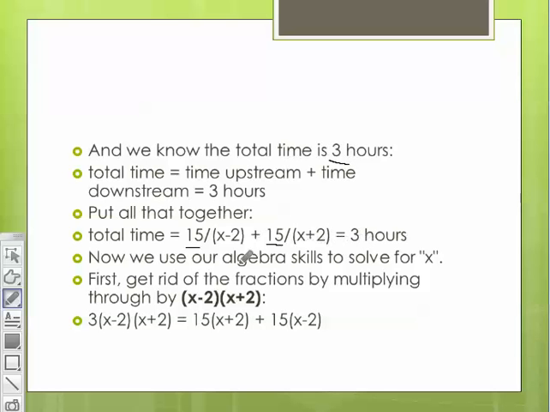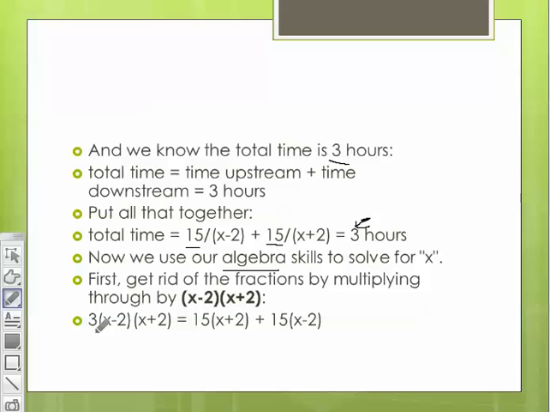Now we get to use our algebra skills. We need to solve for x, because I've got this really, really ugly equation at this point. Okay? This is really ugly right here. That's an ugly equation. And we're going to solve it by using our algebra. First thing I'm going to do is multiply times (x minus 2)(x plus 2) to get rid of these denominators. I hate fractions.